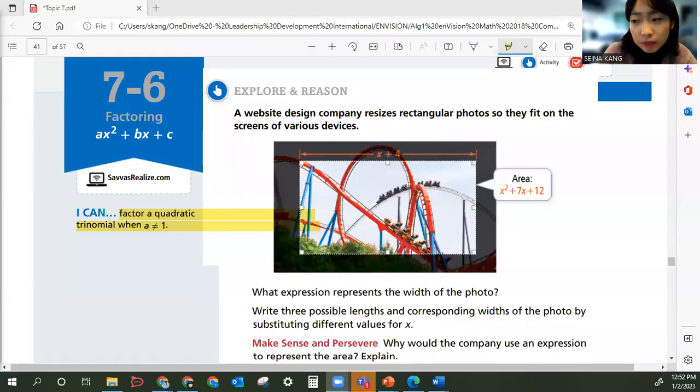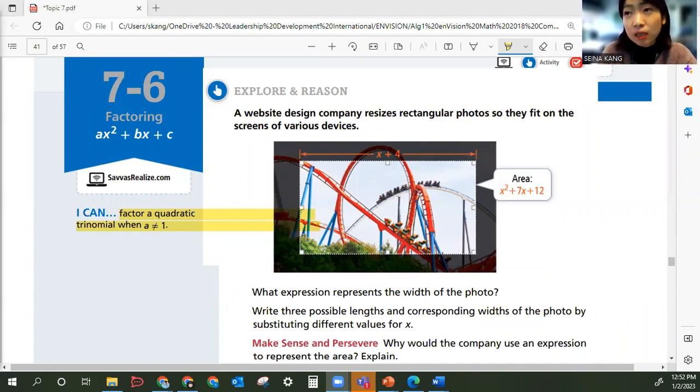Hi everyone, this is Algebra 1, lesson 7-6. We're going to factor ax² plus bx plus c in this lesson. So in this lesson, you'll be able to identify the common factor of the coefficients in the terms of a trinomial expression when a is not equal to 1.